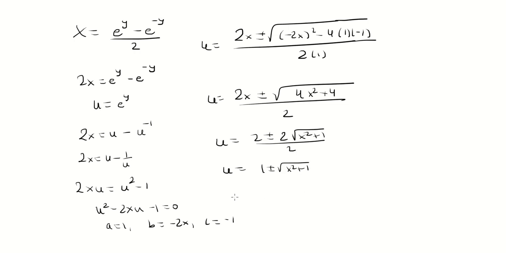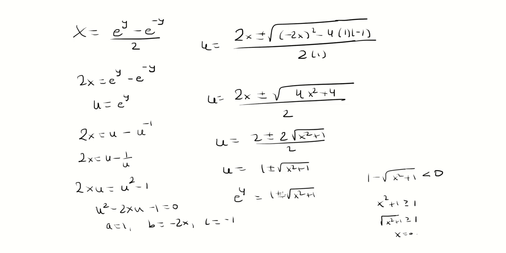Now u, we said, is e^y. Notice that 1 minus the square root of x squared plus 1 is going to be less than 0. And to convince you of that, we know that x squared plus 1 is always going to be greater than or equal to 1, no matter what you do. So taking the square root of both sides, the square root of x squared plus 1 is always going to be greater than or equal to 1 as well. So the only time it's going to be equal is if x is equal to 0.